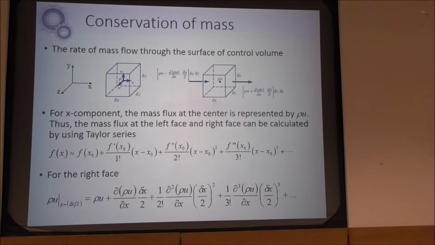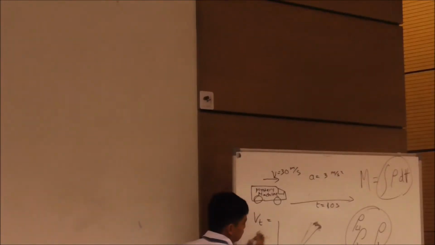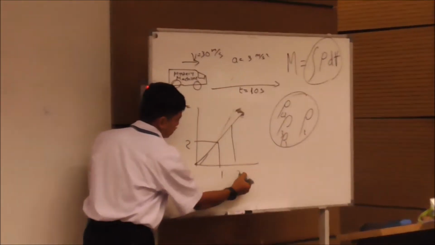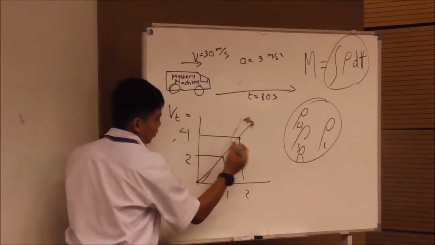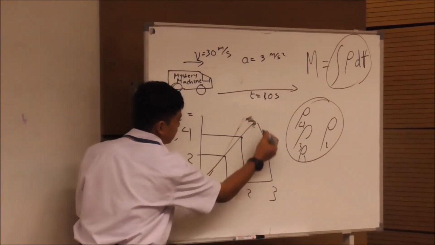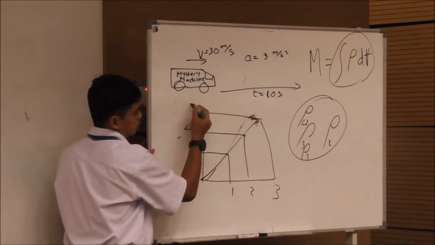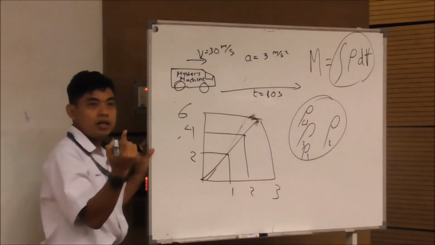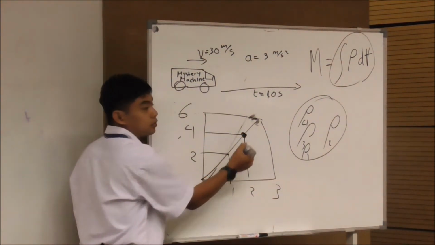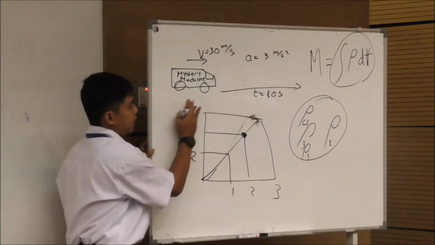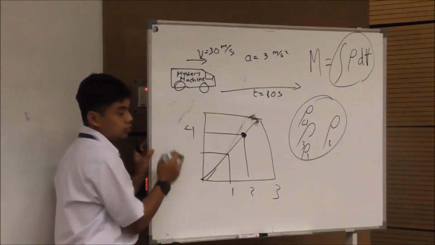It's like you're having this, right? This one, the slope is 1. So you have this. At 1, it gives you 2. At 2, it gives you 4. At 3, it gives you 6. So the middle value is this. Right? Let's say this one is unknown, this one is unknown.